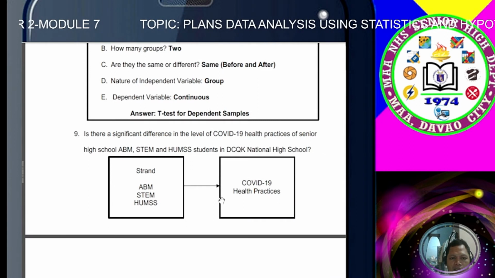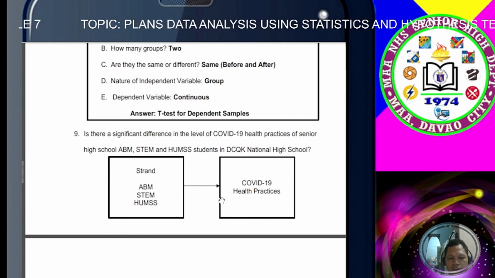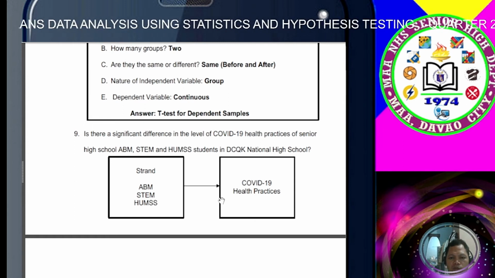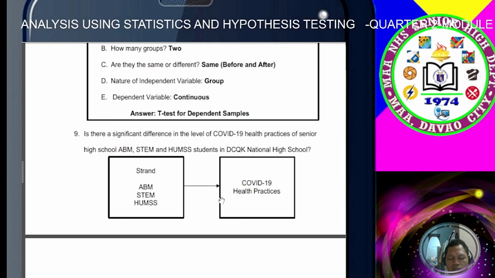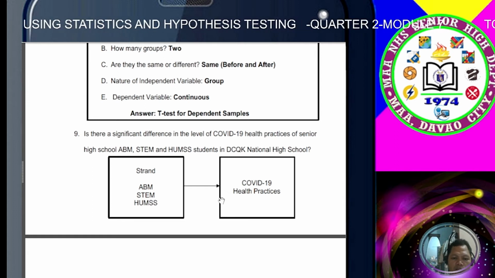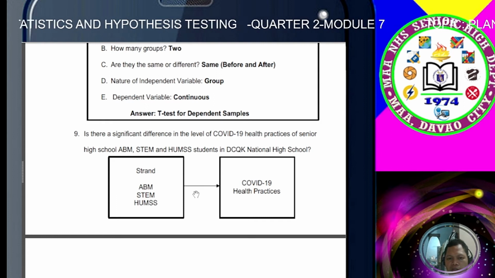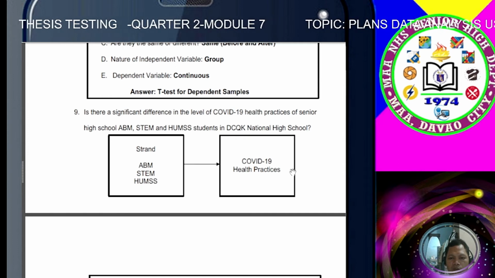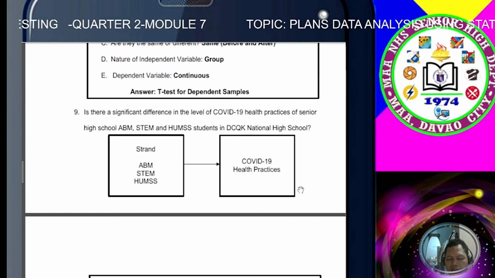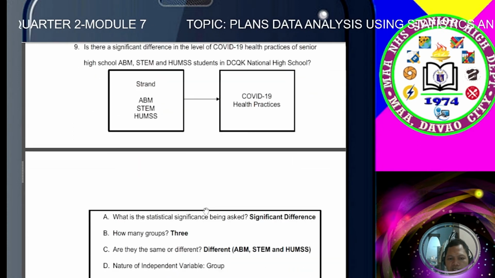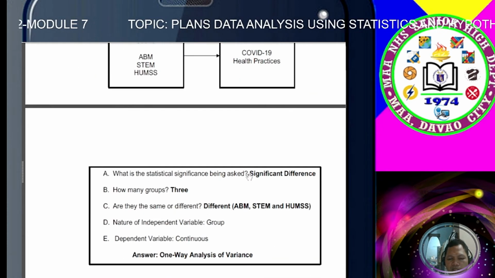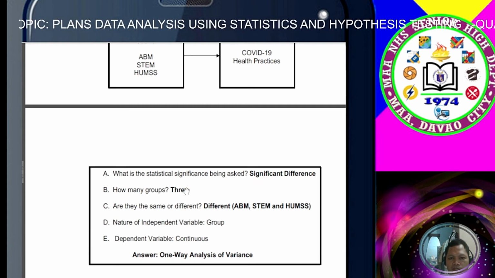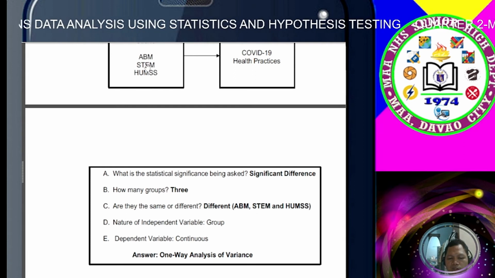Okay, next. Number 9: is there a significant difference in the level of COVID-19 health practices of senior high school ABM, STEM, and HUMSS students in the CQK National High School? Our IV, the independent variable, is the strand, so we have here three groups: ABM, STEM, and HUMSS. And our dependent variable is COVID-19 health practices. Let's summarize the data. What is the statistical significance being asked? Significant difference. How many groups are there? We have three because of these three tracks.